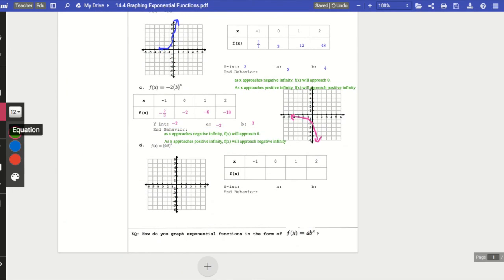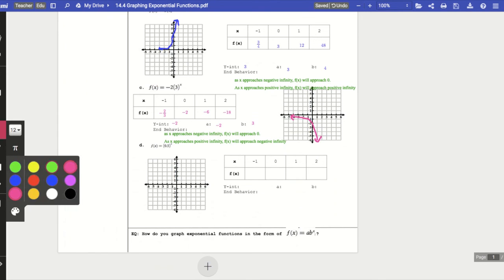All right, last one, I have f of x equals 0.5 to the x, and I'm actually going to think of it as 1/2 to the x. I know you guys don't like fractions. It just makes it easier on my brain if I think of it as a fraction. So 1/2 to the -1 is 2. 1/2 to the 0 is 1. 1/2 to the 1 is 1/2. And 1/2 squared is 1/4.